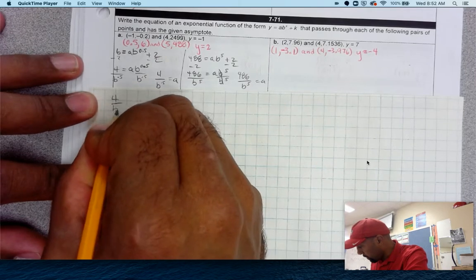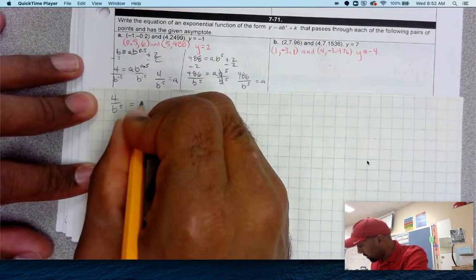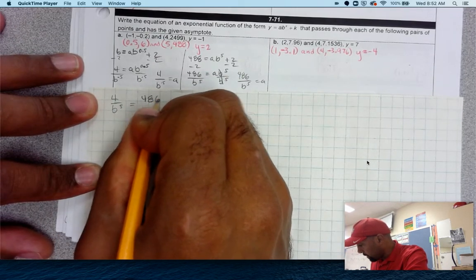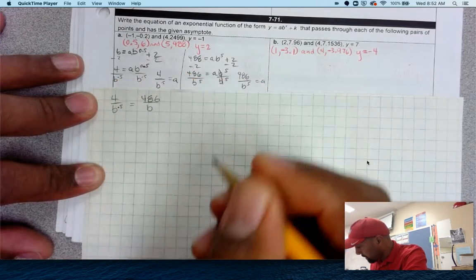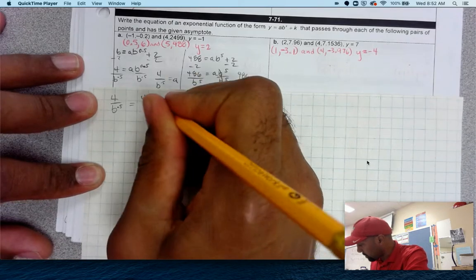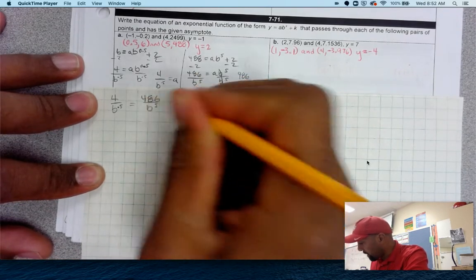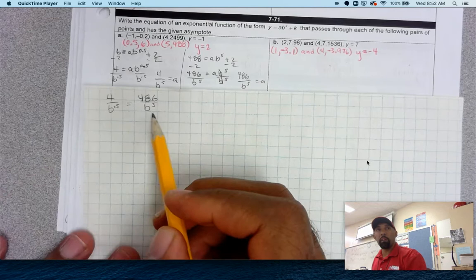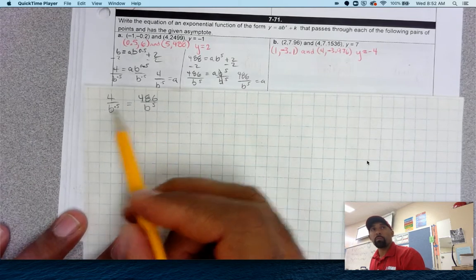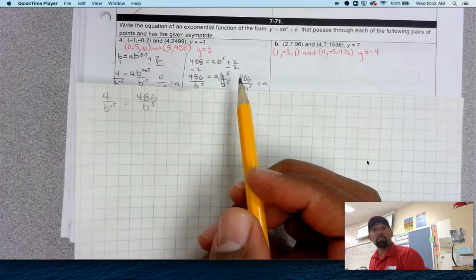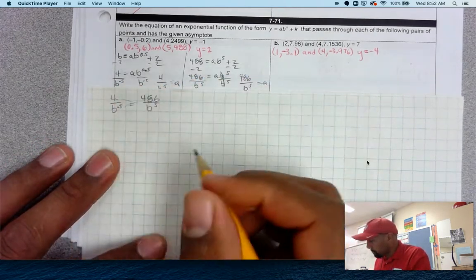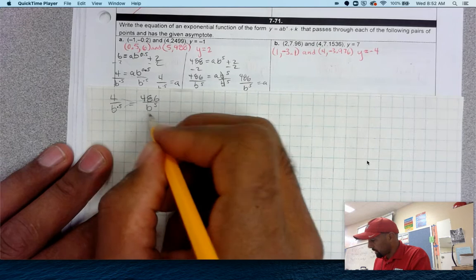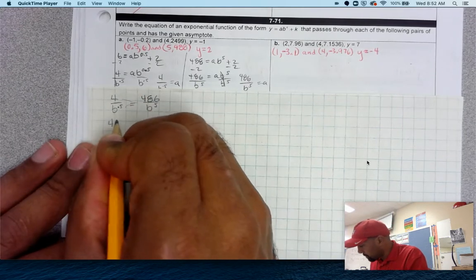So 4 over b to the 0.5 equals 486 over b to the 5th. Oh, I'm sorry, careful, that's a 0.5 right there. It's a decimal over b to the 5th. So here's the deal with this one, though. Notice how we have b by itself, right? So that means we're solving for b first, okay? So first thing we're going to do is cross multiply. If you watch my other video, there is a trick, but I'm not going to do that here, because I don't want people getting confused.